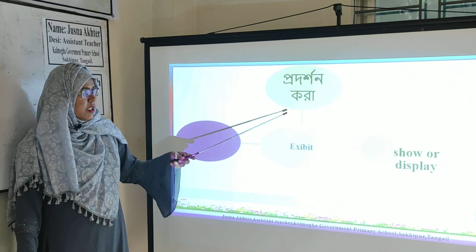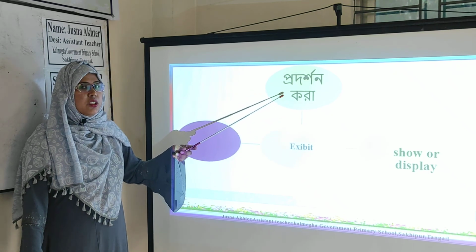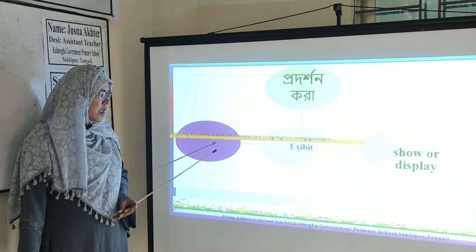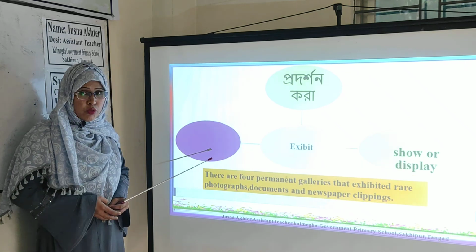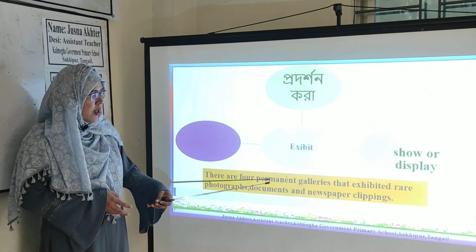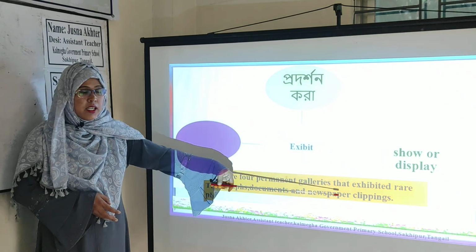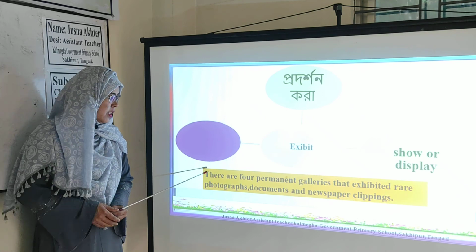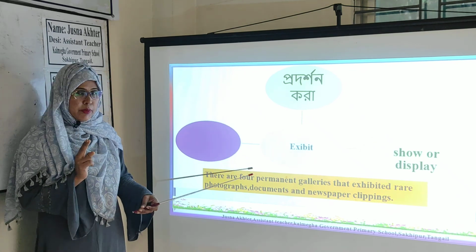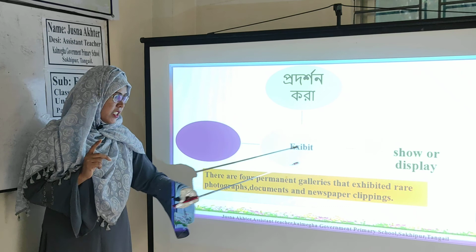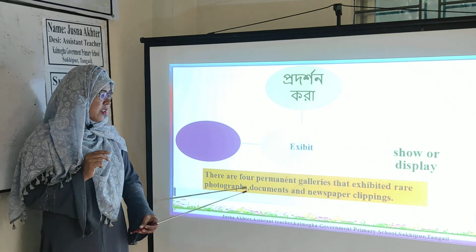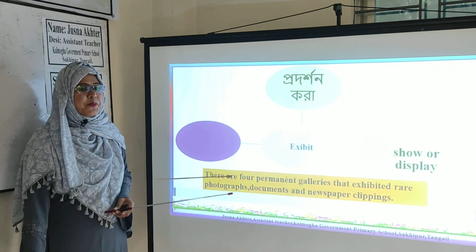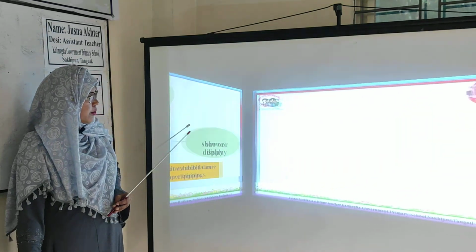E-X-I-B-I-T. Exhibit. Exhibit, Bengali meaning प्रदर्शन करा. And the picture and the sentence of this word, my dear super learners: There are 4 permanent galleries that exhibited rare photographs, documents and newspaper clippings. The picture is Liberation War Museum.